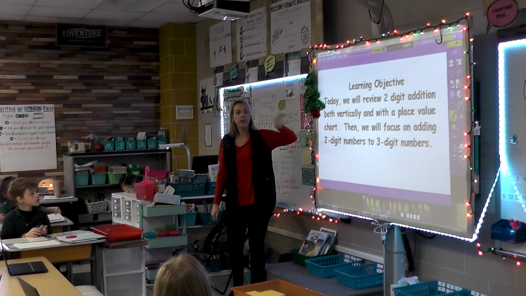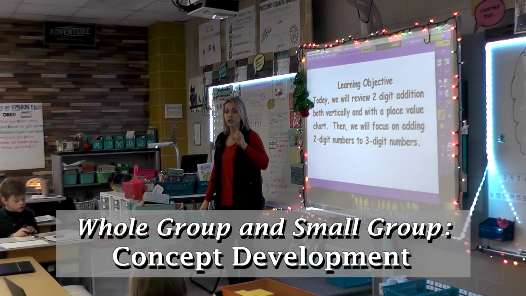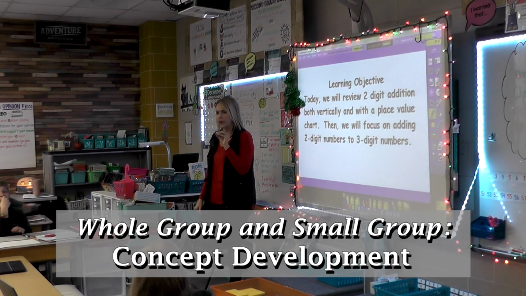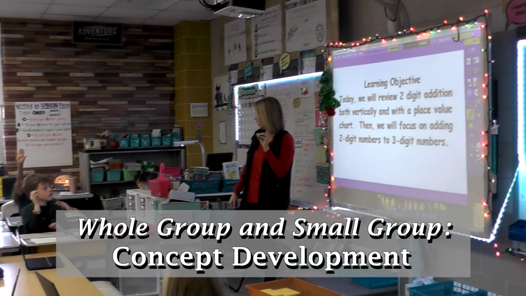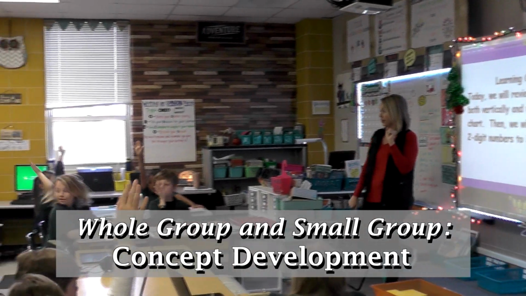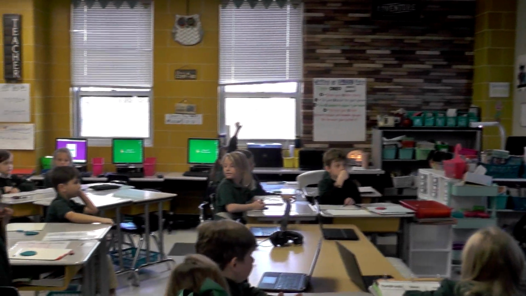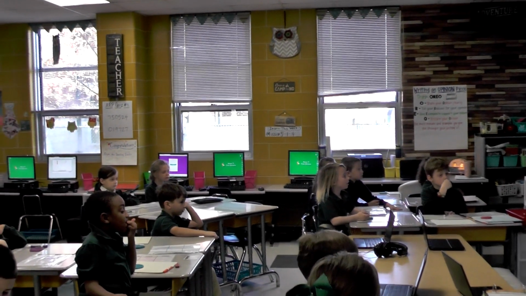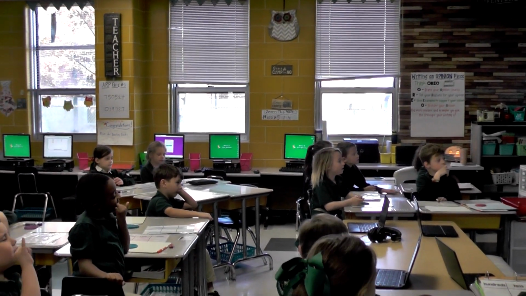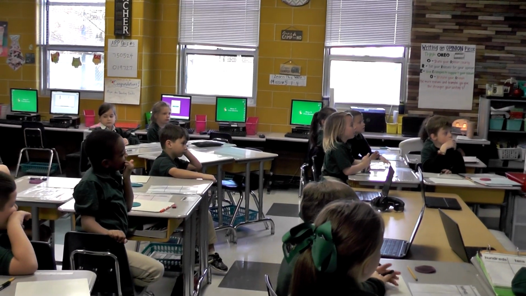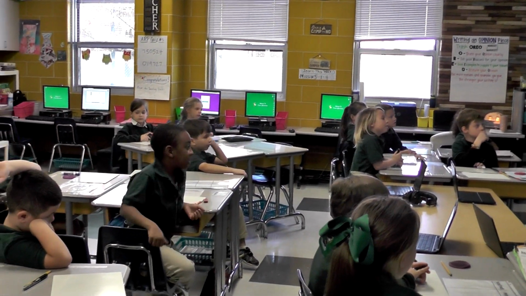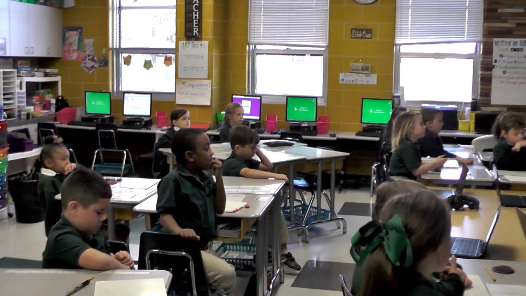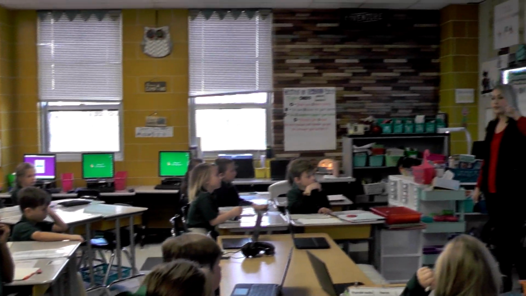Okay. Today we're going to start by reviewing 2-digit addition. What is 2-digit addition? Okay, the number has 2 digits in it. Good job. We're taking a number with 2 digits and another number with 2 digits, and we're adding them together. That's what we've done in the past, okay? We're going to review that first. We're going to do 2 different ways.